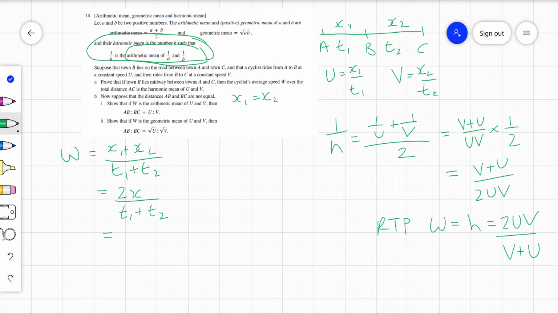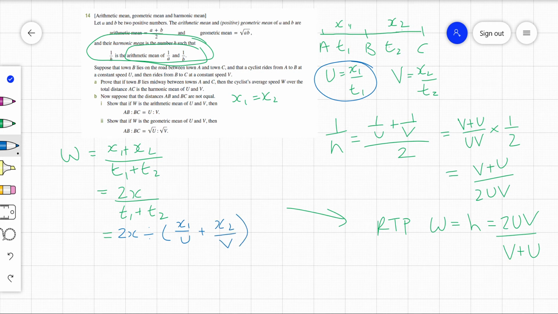But do remember, we're trying to head there, so we just want everything in terms of u's and v's. So if I rearrange t1, I get x1 on u, divided by, I'll put that there. So t1 is x1 on u, and t2 is x2 on v, sorry. All right, so let's go from there.